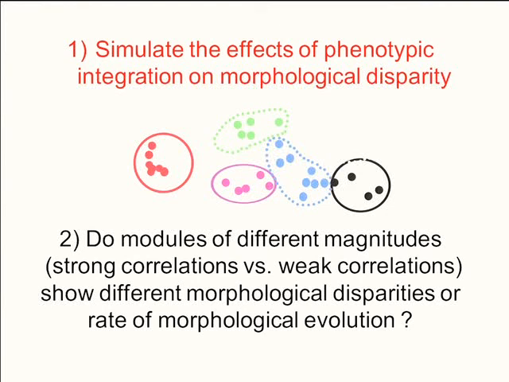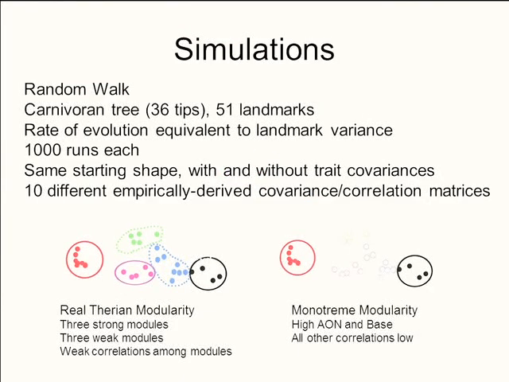And can we come up with hypotheses for what we would expect phenotypic integration to do to morphological disparity on large time scales? So first I'm going to show you some simulations on large time scales of the effects of integration and disparity. I'm using the carnivoran cranium as basically a sample data set. And then I'm also going to look at some of the empirical analyses that we've done, looking at whether modules of different magnitudes, so these very strong versus these very weak modules, show different disparities and different rates of evolution.